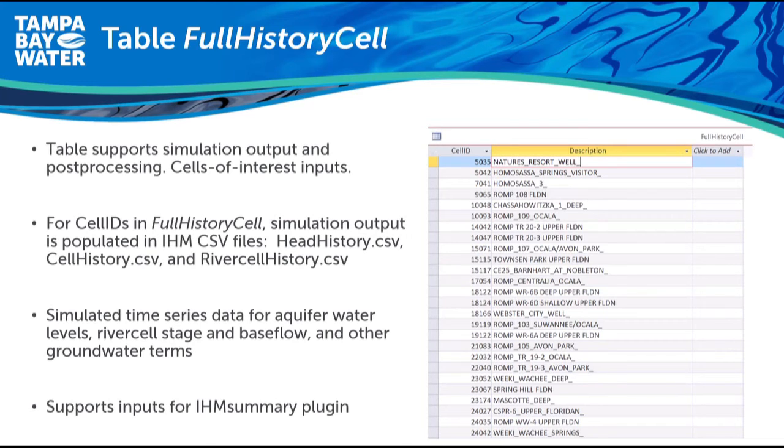For all cells listed in this table, 3 CSV files are populated with simulated time series for aquifer water levels, river cell stage, and base flow and flow, along with other groundwater output. Simulated output is populated in headhistory.csv, cellhistory.csv, and rivercellhistory.csv. Data in this table supports inputs for the IHM summary plugin.